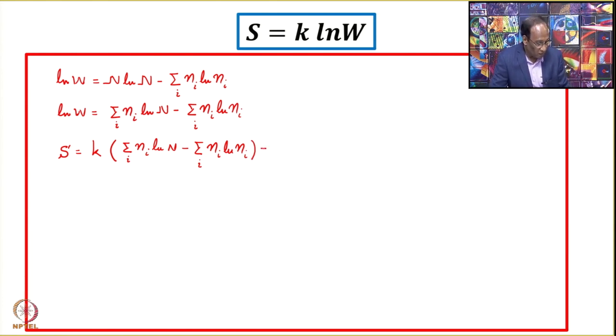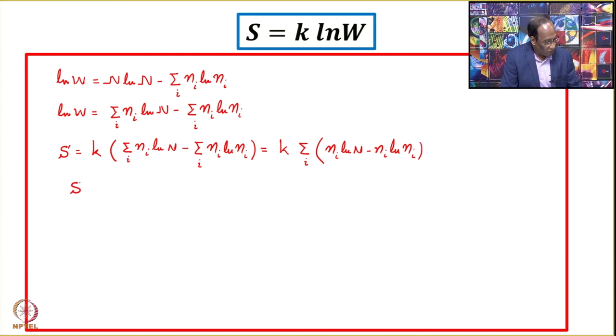Which I can write as K summation i, let me write ni log n minus ni log ni. Let us rewrite this. I can write this as minus K summation i ni log ni upon n. I have brought the negative sign here because I am keeping this ni into the numerator.